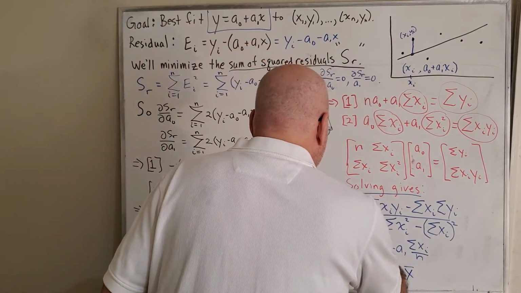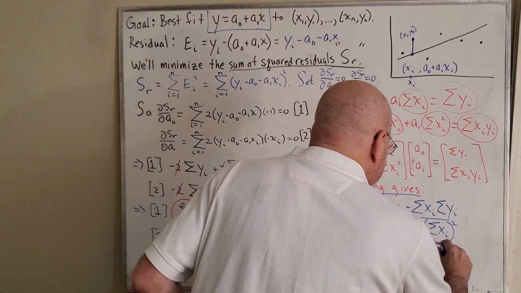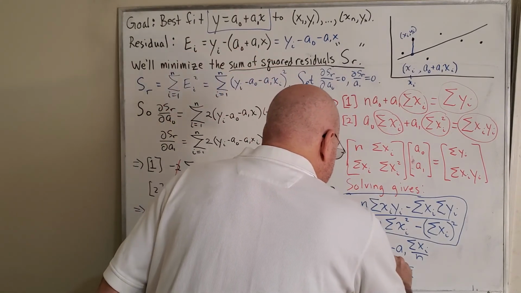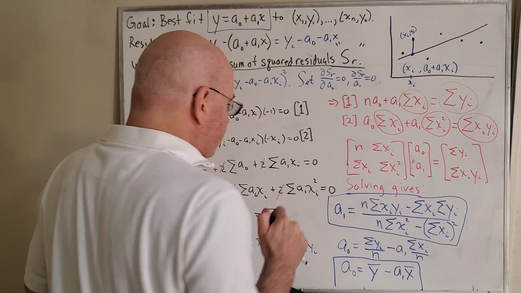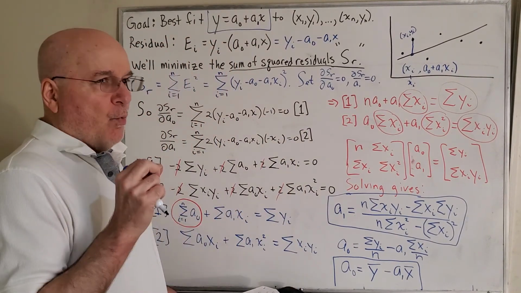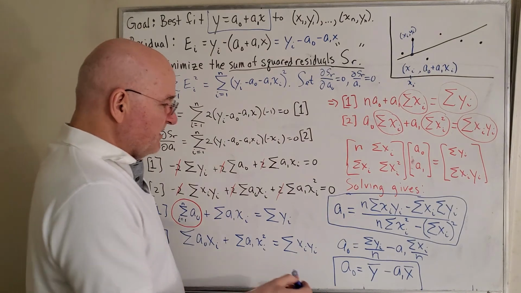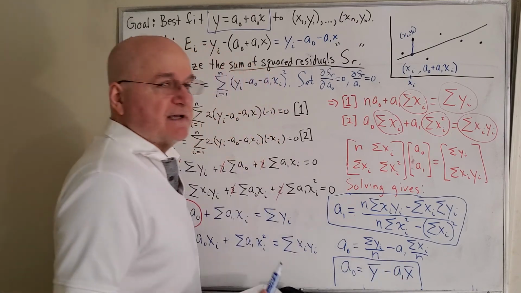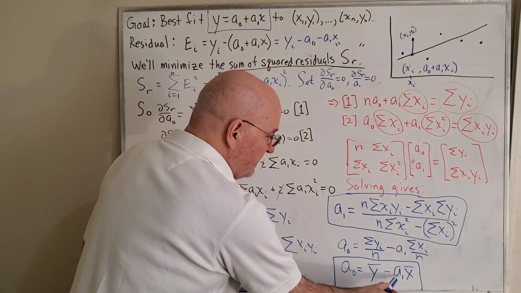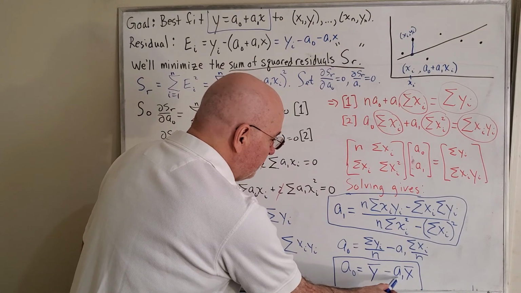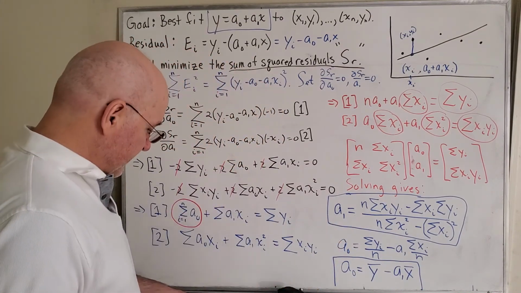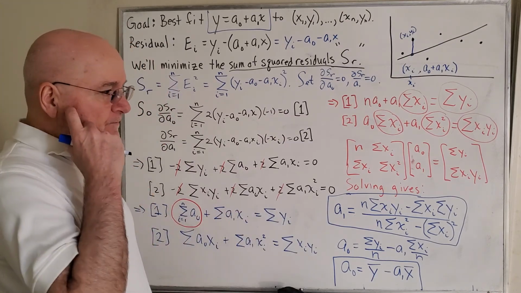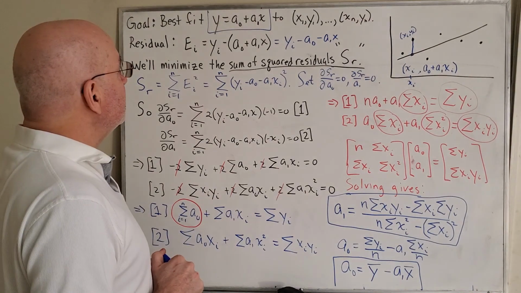So I'm going to circle A1. A1's the more complicated one, and then I'm going to circle the bottom one because I like looking at it that way better. So to find the y-intercept, all you have to do is average the y's, subtract A1 times the average of the x's. But that, of course, implies or assumes that you computed A1 first, which is that ugly computation. So that is how you regress data in a linear fashion. Linear regression.